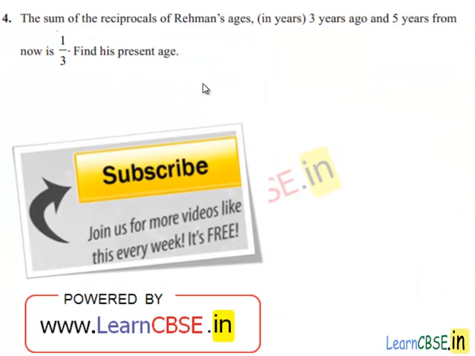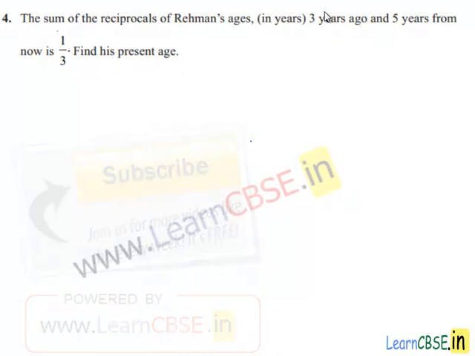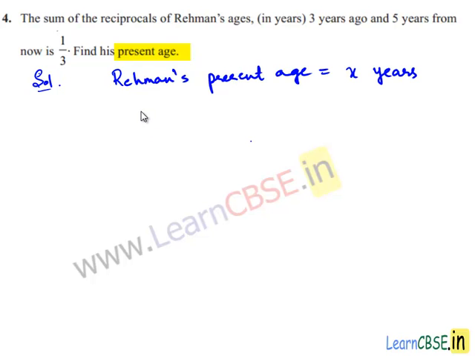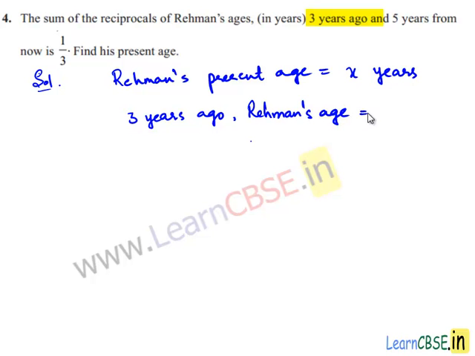Coming to the fourth problem: the sum of the reciprocals of Rehman's age in years 3 years ago and 5 years from now is 1 by 3. Find his present age. Assume Rehman's present age is equal to x years. 3 years ago, Rehman's age is equal to x minus 3 years.